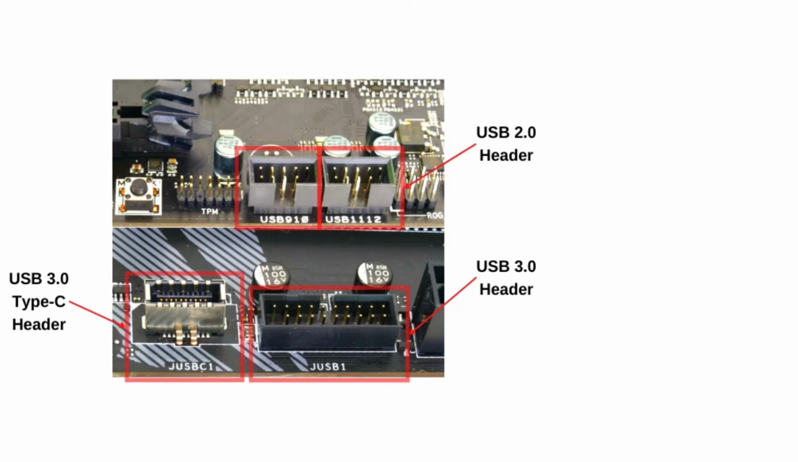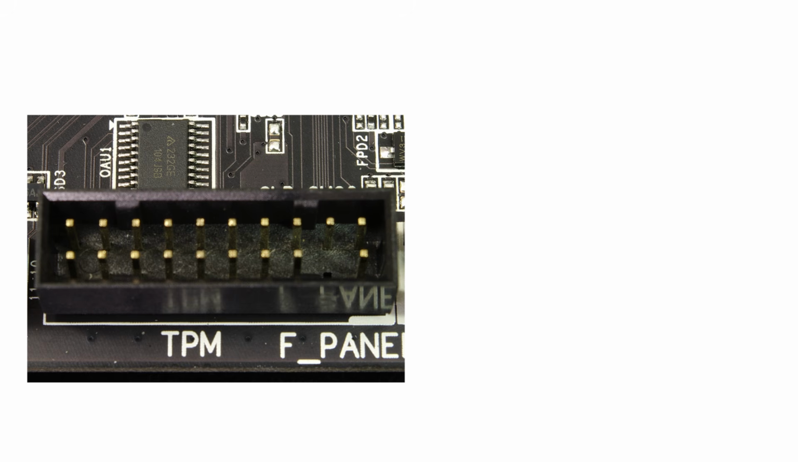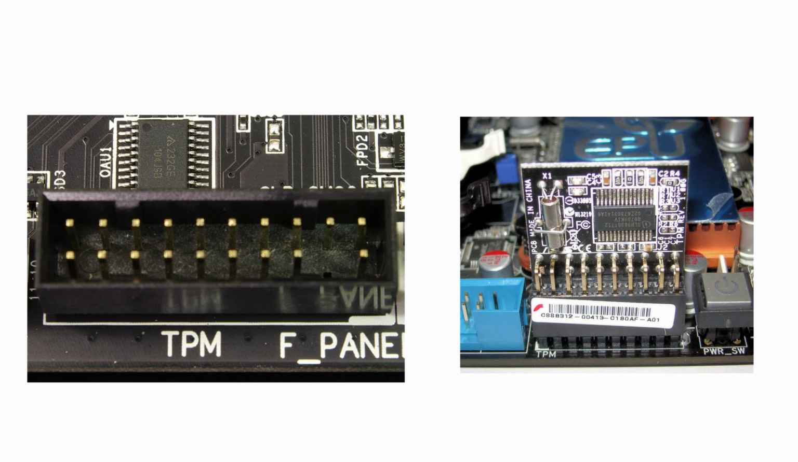You may also find additional headers placed around the board for specialized features. One example is the TPM header, which allows the installation of a trusted platform module used for hardware-based security features in modern operating systems.